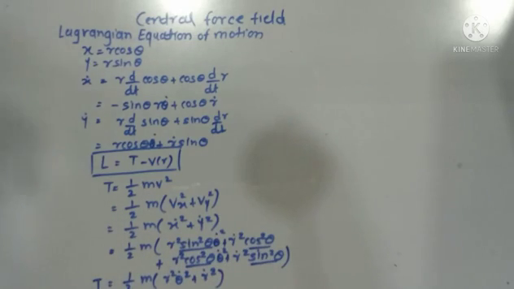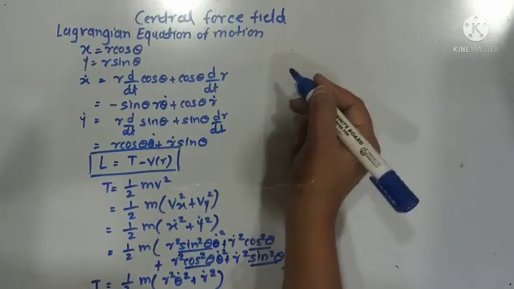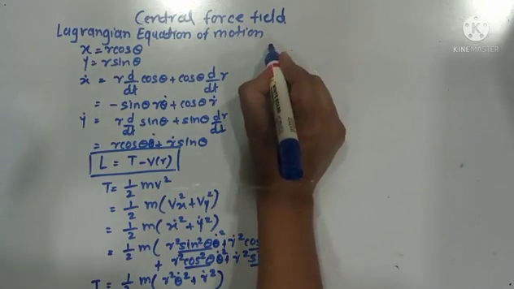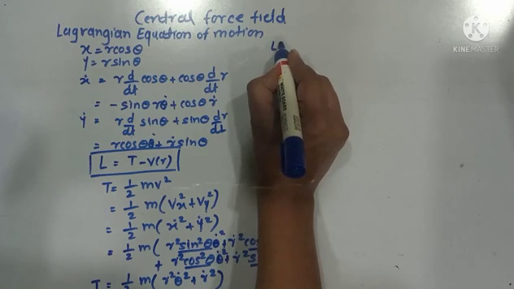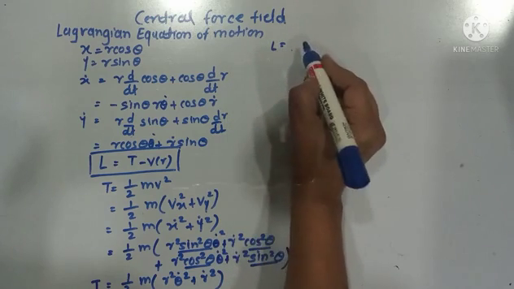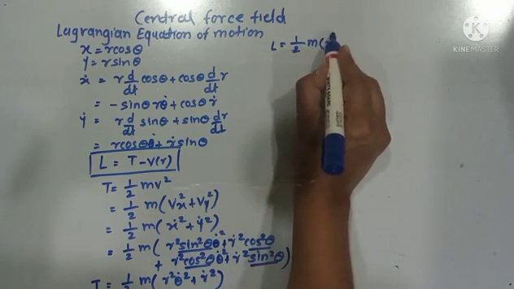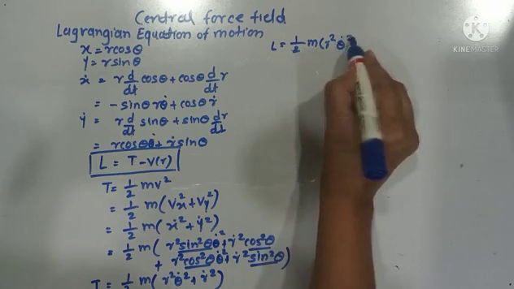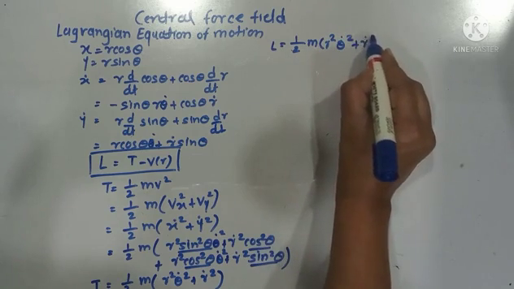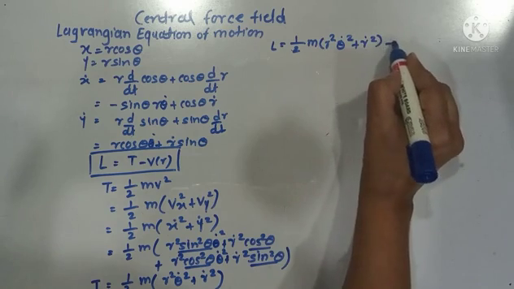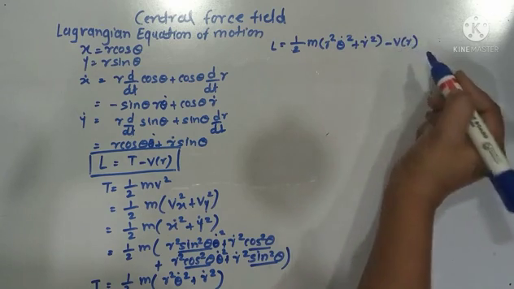Now if I put the value of this into the Lagrangian, I can write L is equal to 1/2 m times r square theta dot square plus r dot square, minus V of r.